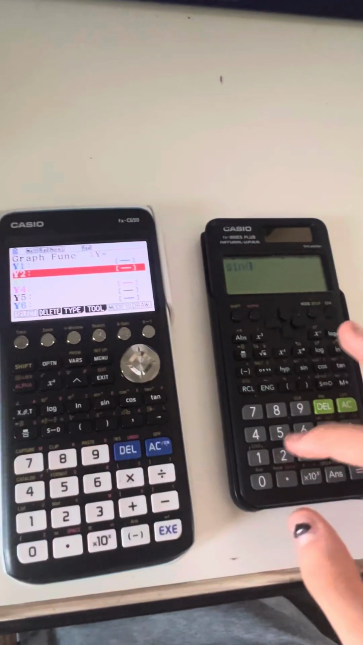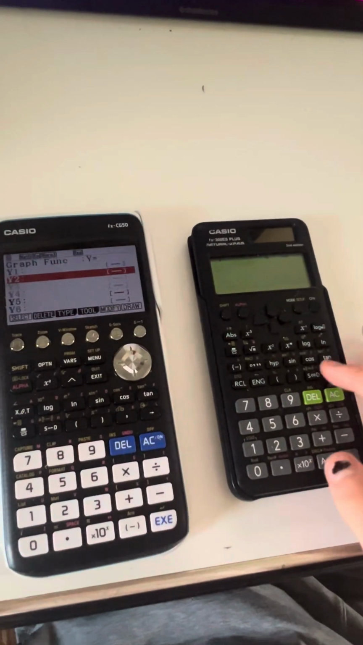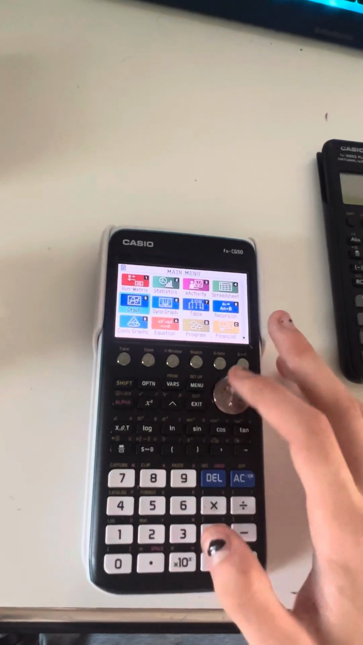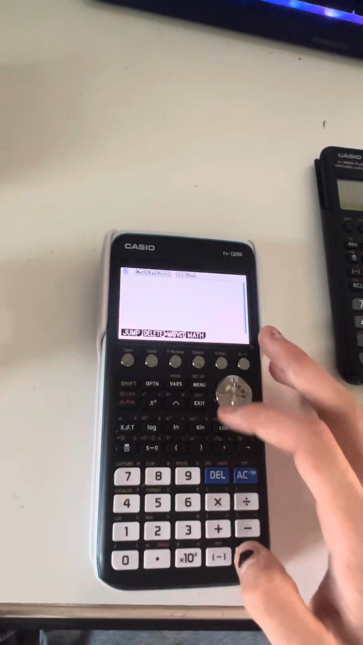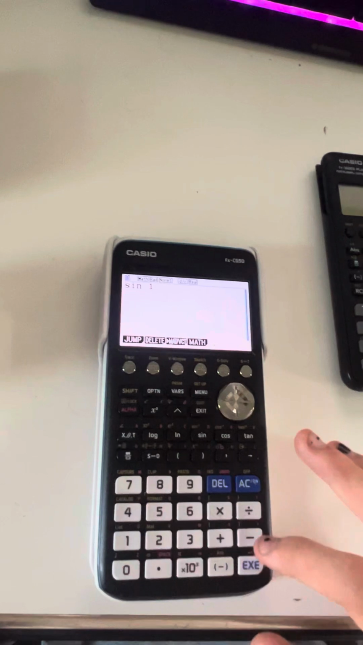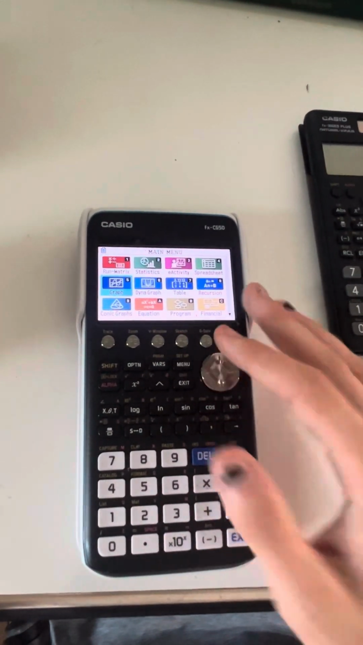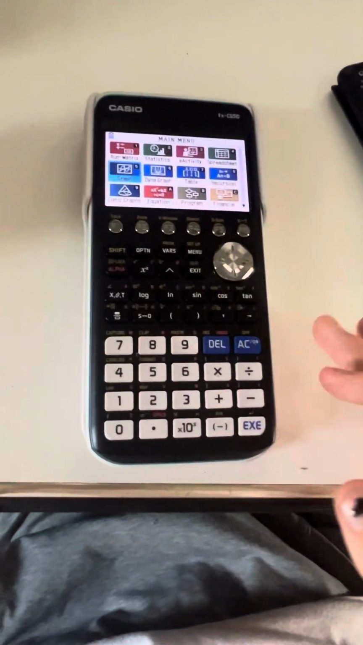Like if I want to know what sine of 1 radian is, it just spits it out quick for me. This one would take a little more time because you'd have to go to run matrices, sine of 1, right? You could do that. But for practical purposes, it's just good to have one that you can do quick math on, and one that you can just graph things on. And that's the whole idea.